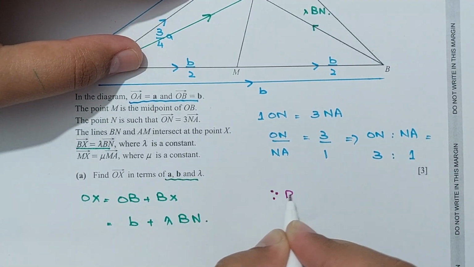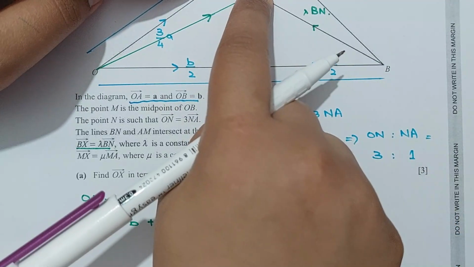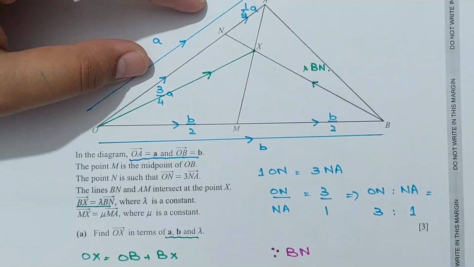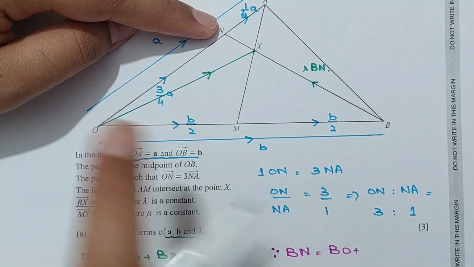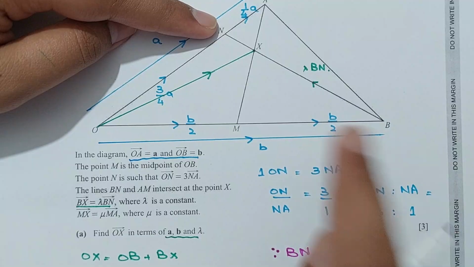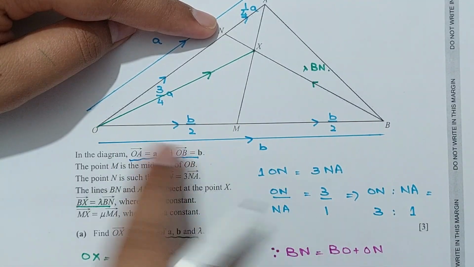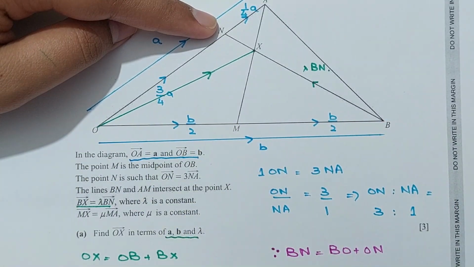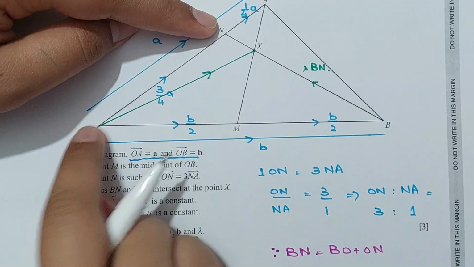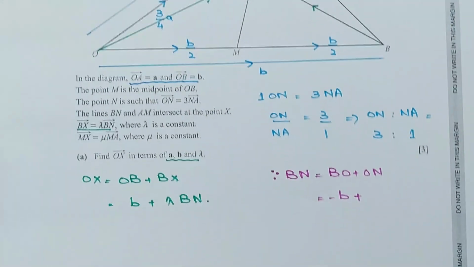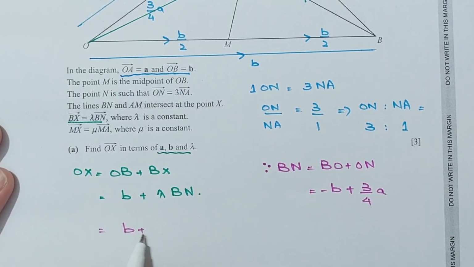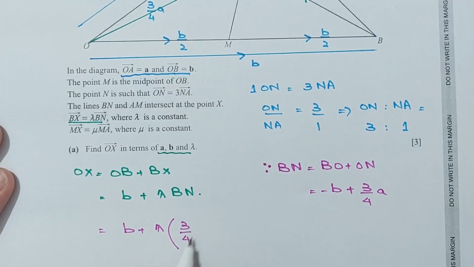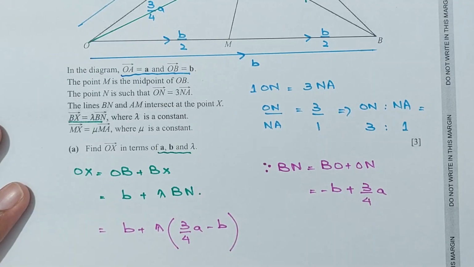Let me do it over here. What is BN? You have to go from B to O first, and then from O to N. B to O is negative of B. OB is positive B and this is minus B, plus O to N is 3 by 4 of A. Plug over here: B plus lambda times 3 by 4 of A minus B. This is the value of OX in terms of A, B and lambda.